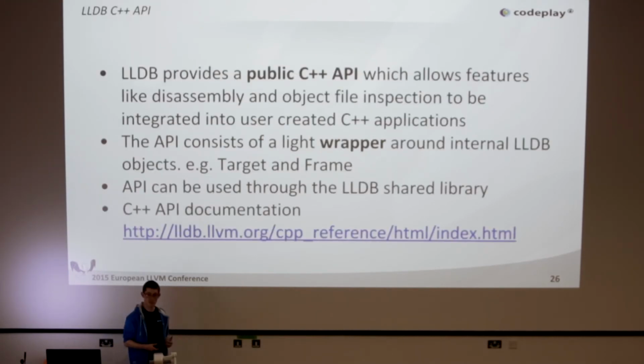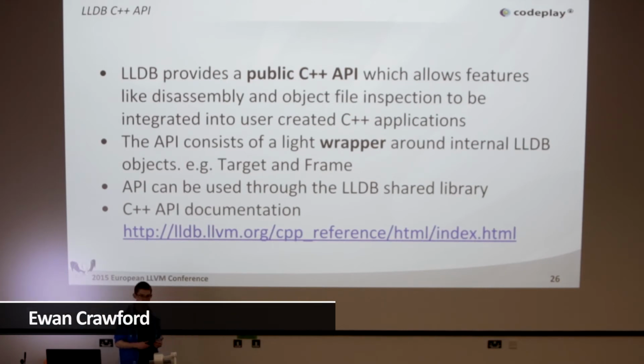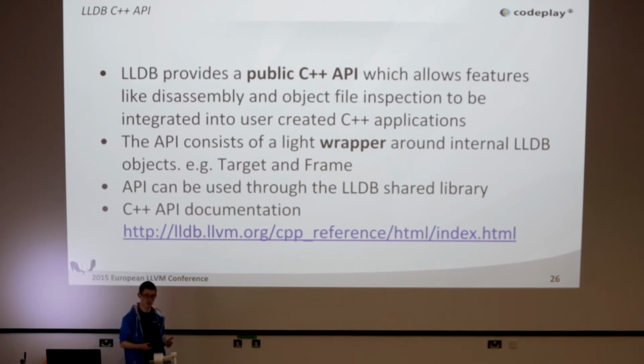So LLDB has a C++ interface. It's basically just a very lightweight wrapper around central objects in LLDB. And what that means is if you're a C++ developer and you want LLDB functionality in your code, you can integrate it. So this could be the complete debugging experience if, say, you're creating a GUI front end for the debugger, or it could just be individual pieces of functionality, like, say, disassembly or investigating object files. This is made available by just linking against the LLDB shared library or framework in OS X. And it's also documented very well on the URL right here.